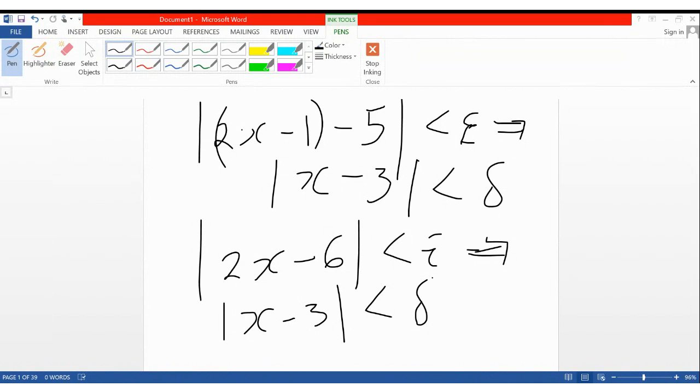One is a double of the other. So you can easily see it quickly like that. Okay?